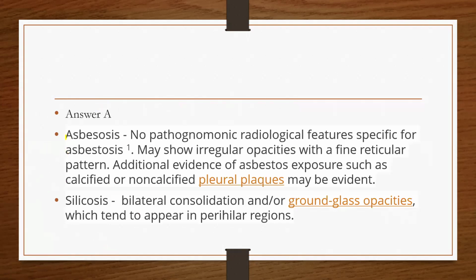Now, asbestosis, what do you see in the X-ray in asbestosis? Because it was an answer there. There is no pathognomonic change as such in asbestosis. There can be irregular opacities or fine reticular patterns and pleural plaques. A very important finding that you can see in an asbestosis X-ray is calcified or non-calcified pleural plaques. In silicosis, ground glass opacity would be the cornerstone abnormality that you would see. Other than ground glass opacity, there can be bilateral consolidation. Now, lung cancer, all of you know, you will see a localized lesion.